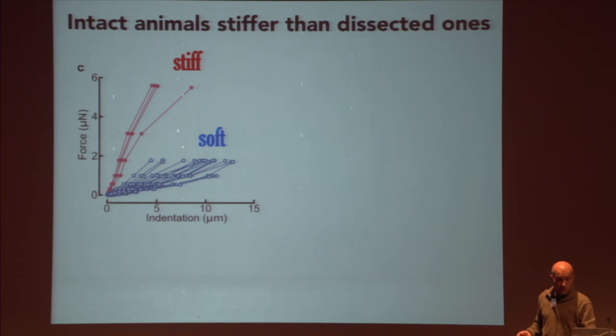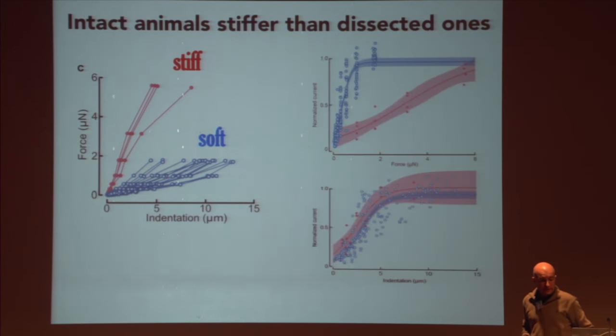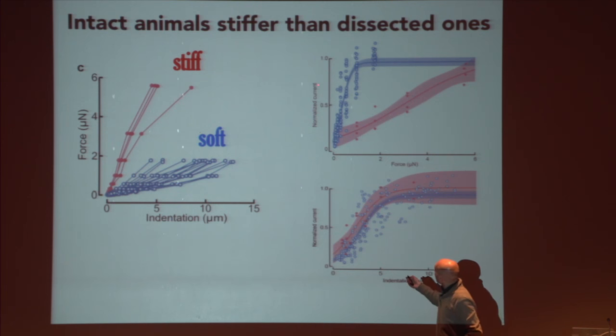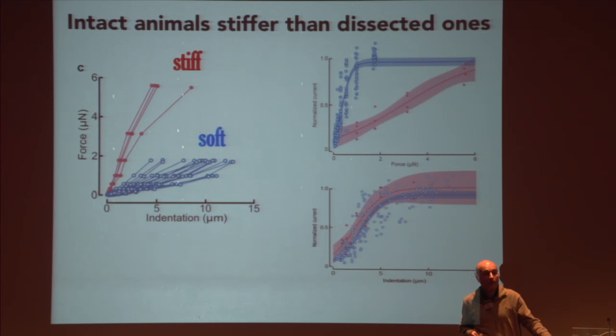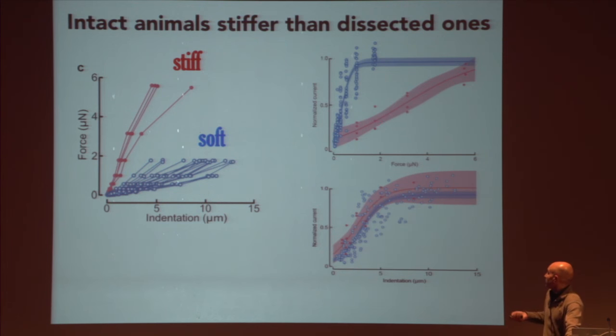And so now you can go and look at the response, and here is what you get. This is the normalized current, so you normalize the current to the maximum value, as a function of the force that you exert. The blue are the soft animals, and these are the animals of the normal type. Clearly, as a function of the force, these two curves have nothing to do with each other, while if you look at the current as a function of the indentation, they collapse within the limits.